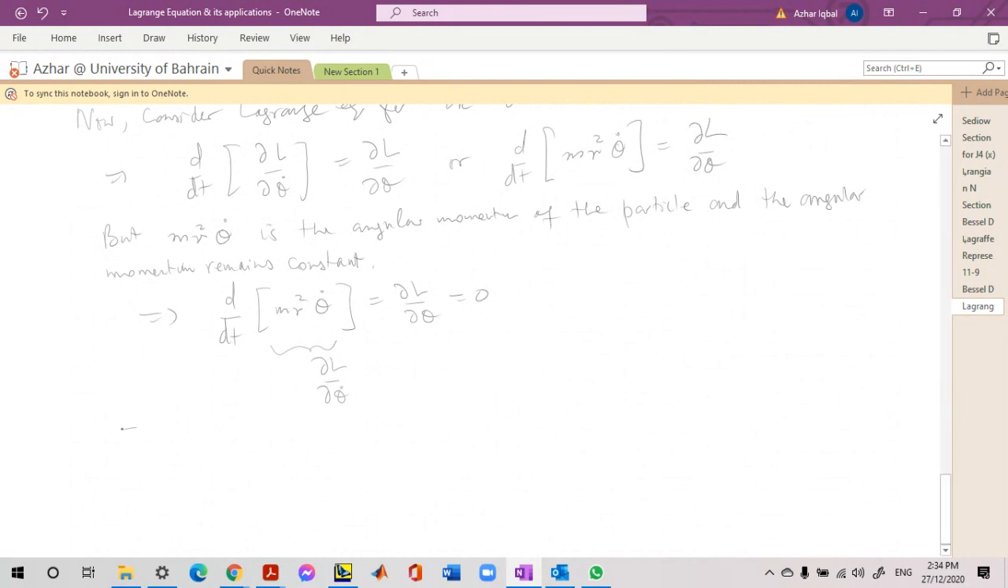So it means that if you start with what you have already obtained, that the Lagrangian does not contain theta, in that case partial L over partial theta is equal to 0, and the conclusion is that the angular momentum of the particle moving under the central force will remain constant.